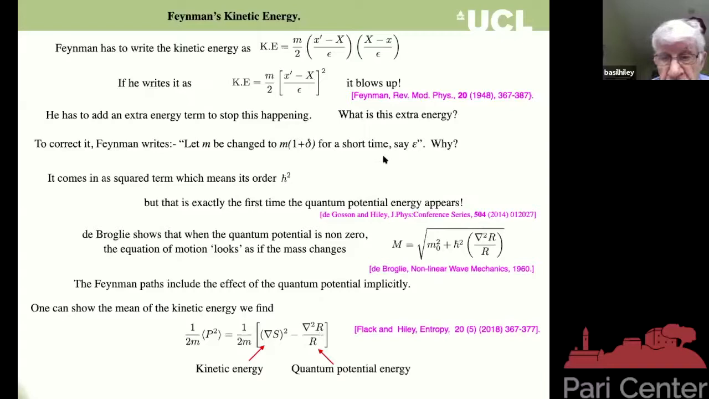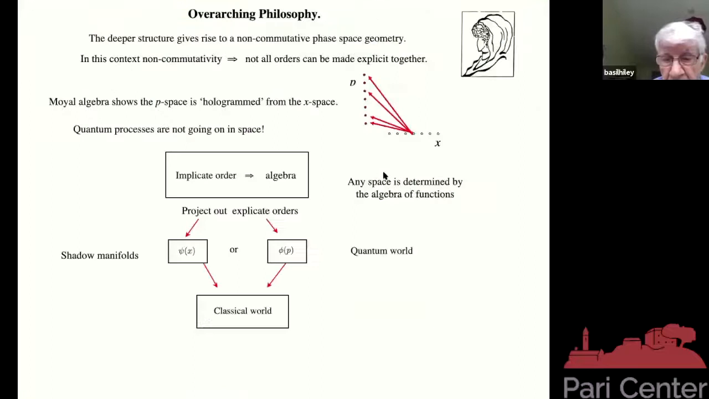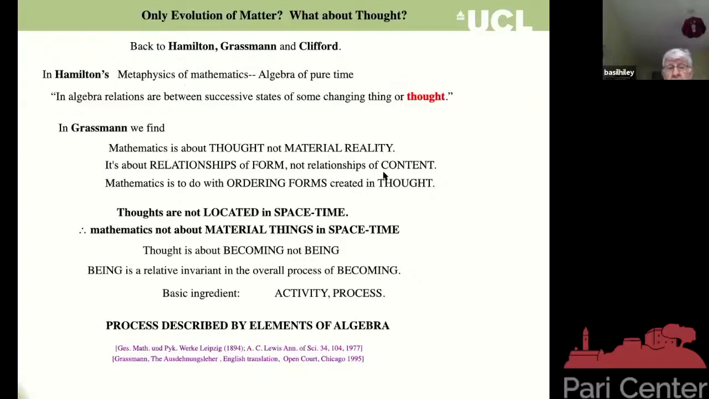Okay, folks. I think I didn't go through this, but you can read it. Thought is about becoming and not being. And being is a relatively invariant process. The basic ingredients is activity, and that's described in mathematical terms in elements of an algebra. Okay, folks, that's all.